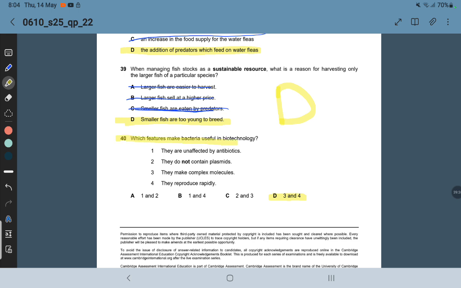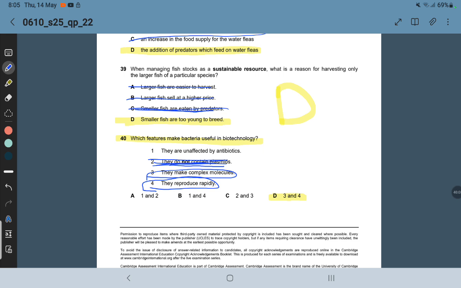Which features make bacteria useful in biotechnology? 3 and 4. Let us read 3 and 4. 4, they reproduce rapidly. Of course, they reproduce rapidly. And 3, they make complex molecules. Well, in that here, they do not contain plasmids. Well, this is very wrong, because one of the characteristics of bacteria is that bacteria are prokaryotes, and prokaryotes contain plasmids.